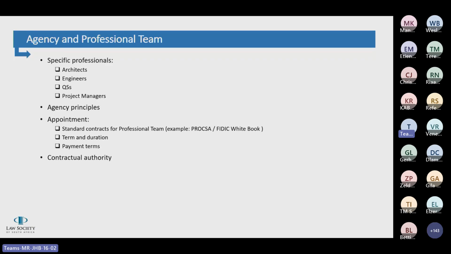The term and duration of a professional team is generally linked to the duration of the project. It may even be longer because, as I've said before, they're usually appointed long before the construction project commences. So the contract usually has an expiry date. And what is important to note is that the professional team usually gets so involved in the project that they completely forget about the duration of the project and expiry date, and find themselves in a situation where they've performed works long after the expiry date.